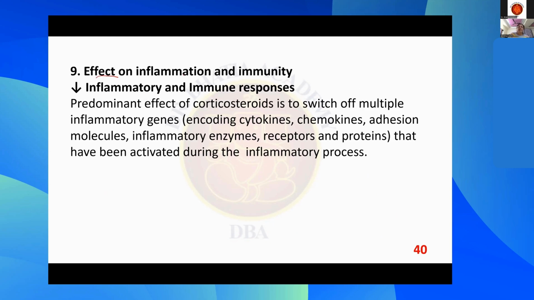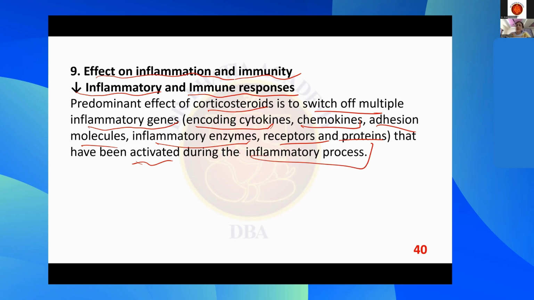So what happens in the inflammatory response and the immune response? Steroids are known to decrease inflammation and they decrease your immune system also. The predominant effect of steroids is to switch off the multiple inflammatory genes encoding cytokines, chemokines, adhesion molecules, inflammatory enzymes, receptors, and proteins. So they are all activated during the inflammatory process. Steroids go and shut down the inflammatory process, and that is why they are known as anti-inflammatory. And for their anti-inflammatory action, they are used where? In asthma.